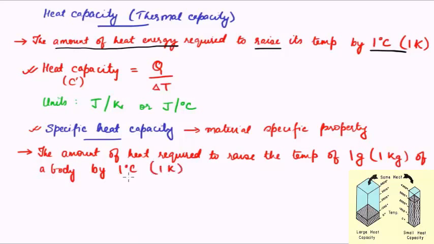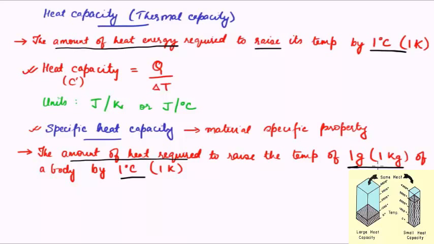So let us see what difference there is in this definition compared to the heat capacity definition. Here too, the definition begins with the amount of heat required, and that rise in temperature is also 1 degree Celsius. But it specifies that this is the amount of heat required to raise the temperature by 1 degree Celsius for a unit mass, which can be 1 gram in CGS unit or 1 kilogram in SI unit.